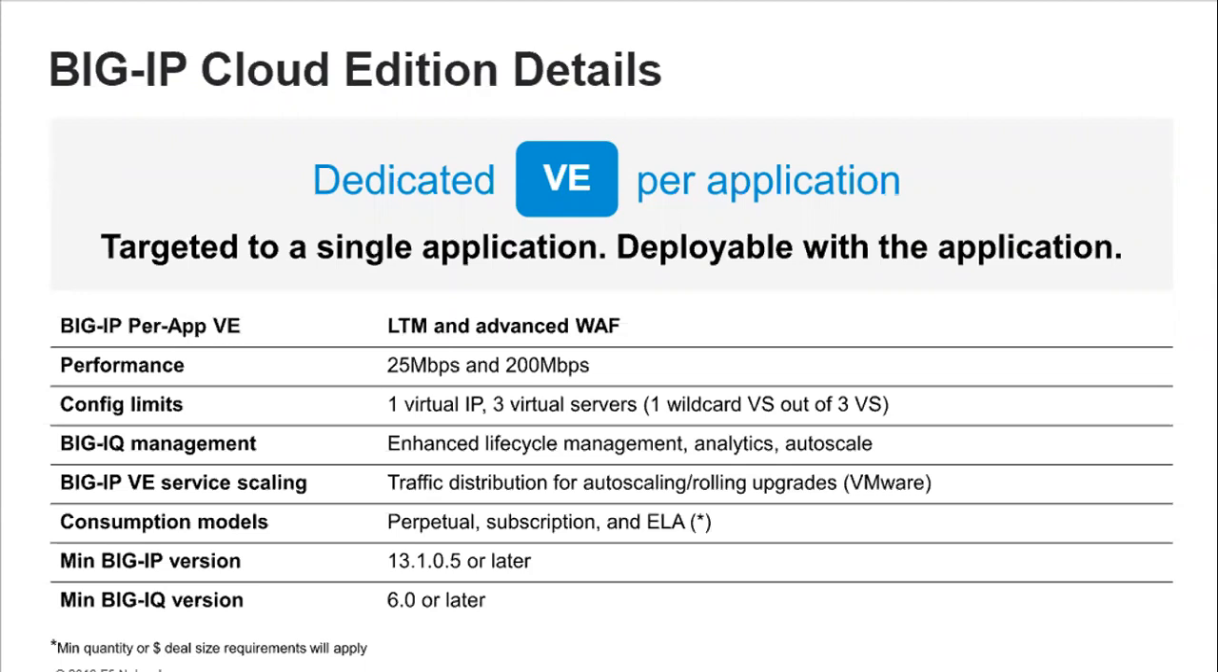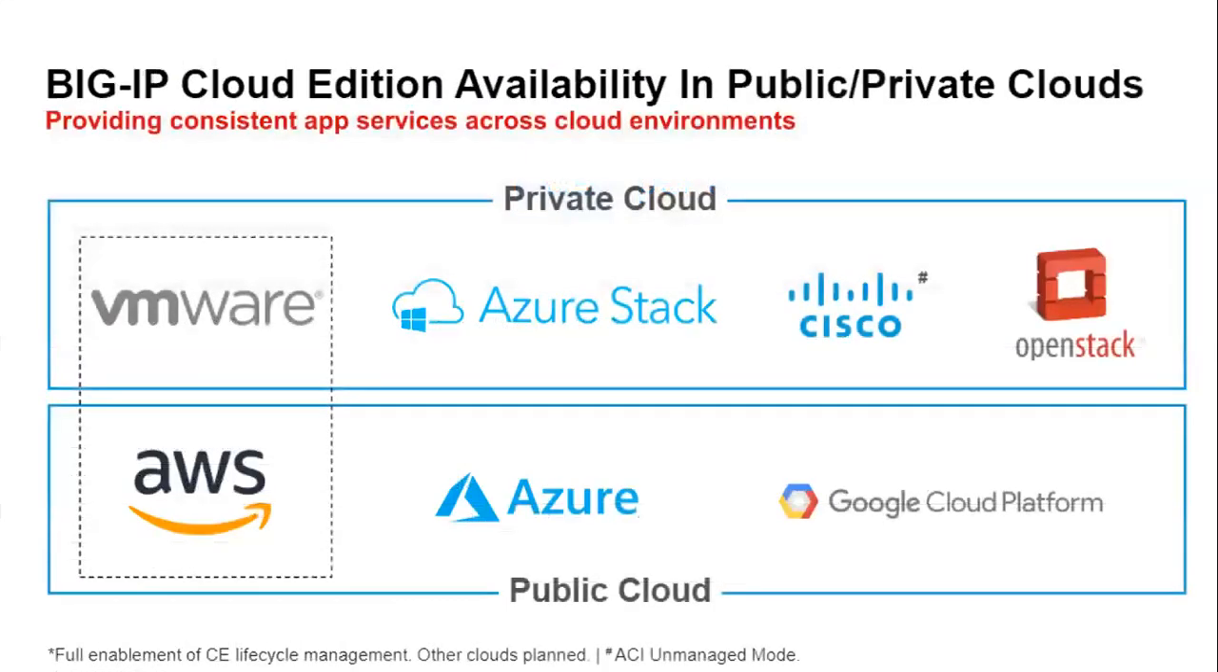And the performance is between 25 Mbps and 200 Mbps, and the config limit is one virtual IP, three virtual servers, and all that. These are just the attributes of the Big IP Cloud Edition details.